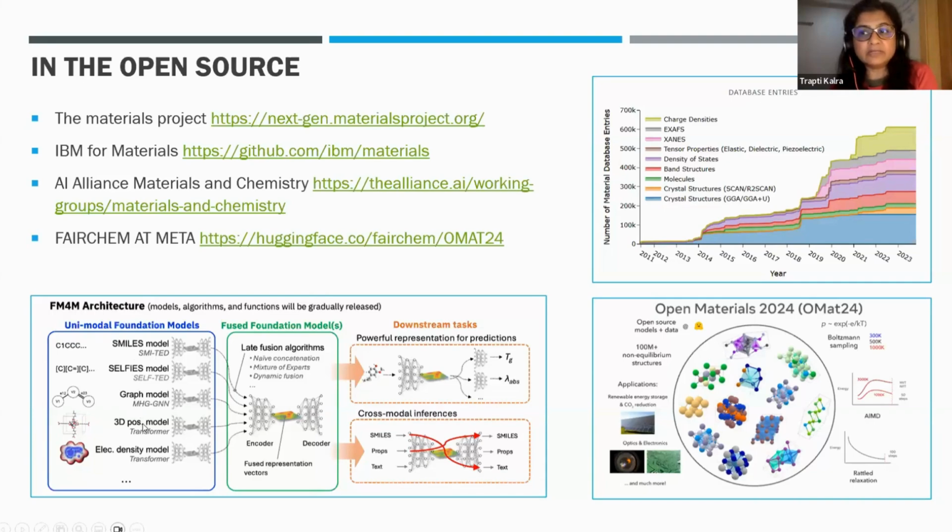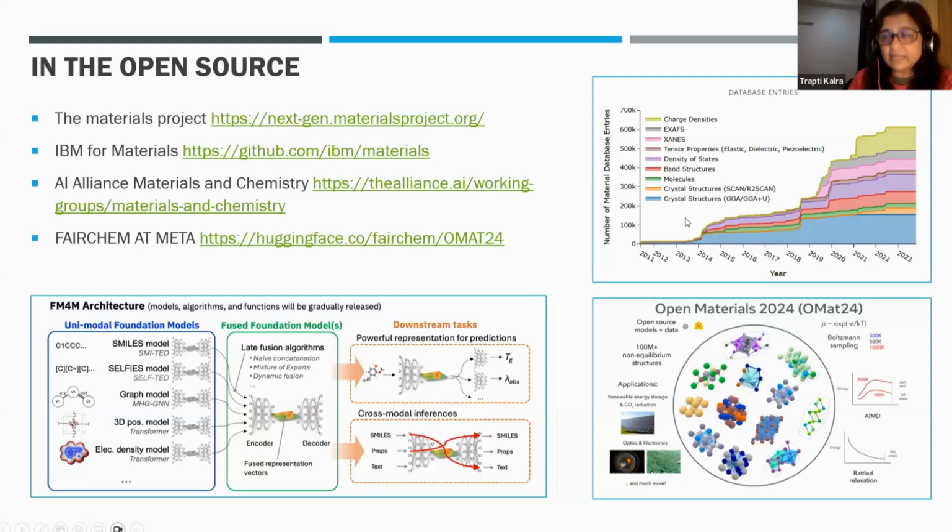Then graph models, 3D positional, electronic density. They're bringing all of this together in different models and fusing them together to enable powerful downstream tasks, such as either making predictions using these different molecular structures, or even doing some kind of cross-model inferencing. So that's something, and slowly they are adding more and more models here.